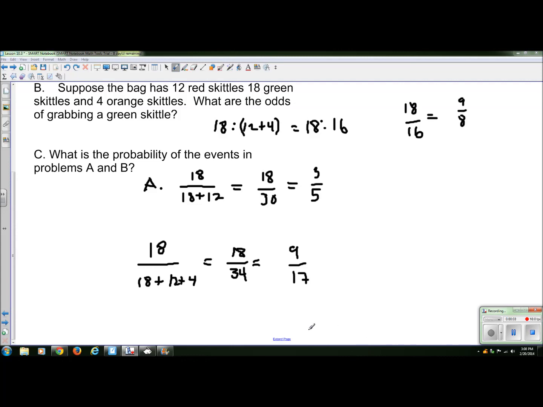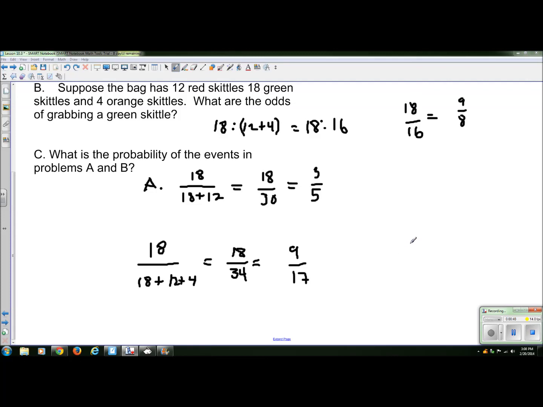Welcome back. So you can see that we did the same thing as we did in part A. There are 18 favorable outcomes, and then there are 18, that's the green Skittles, plus 12, that's the red Skittles, plus 4, that's the orange Skittles, total number of possible outcomes for grabbing a Skittle out of the bag. So that gives us 18 out of 34, which reduces to 9/17. So that's the difference between probability and odds. Probability looks at the number of favorable events as compared to the total number of possible events, whereas odds looks at the number of favorable events versus the number of unfavorable events.